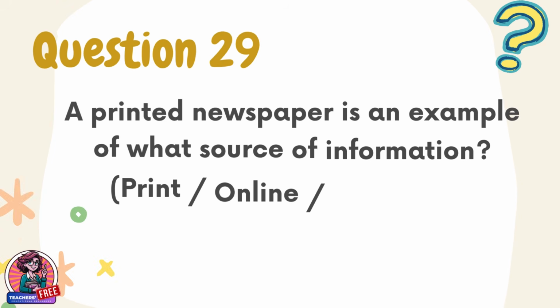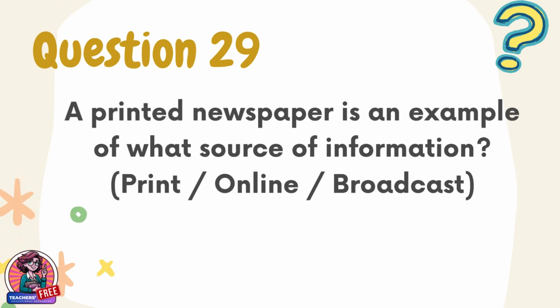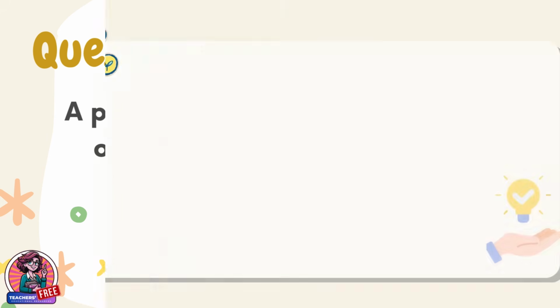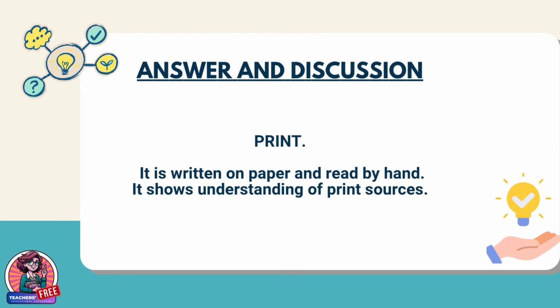Question 29. A printed newspaper is an example of what source of information? Print, online, broadcast. Answer: print. It is written on paper and read by hand. It shows understanding of print sources.